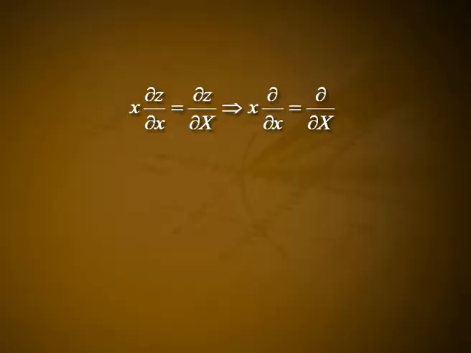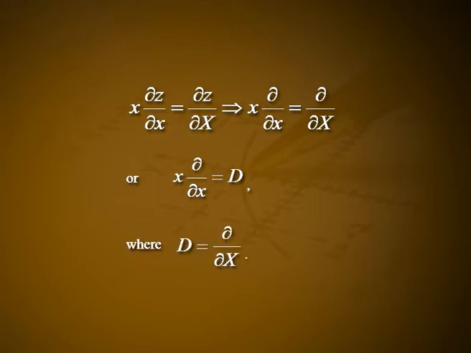∂z/∂x = ∂z/∂X · ∂X/∂x, which is equal to (1/x) ∂z/∂X, or x ∂z/∂x = ∂z/∂X, which implies x ∂/∂x = ∂/∂X, or x ∂/∂x = D, where D = ∂/∂X.